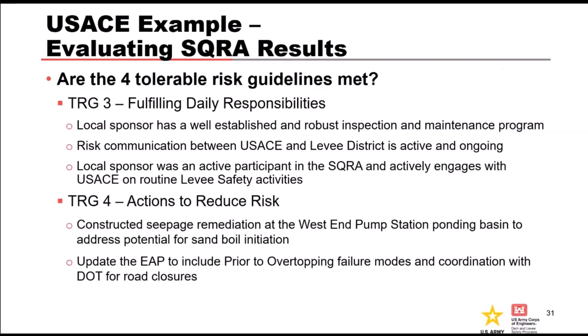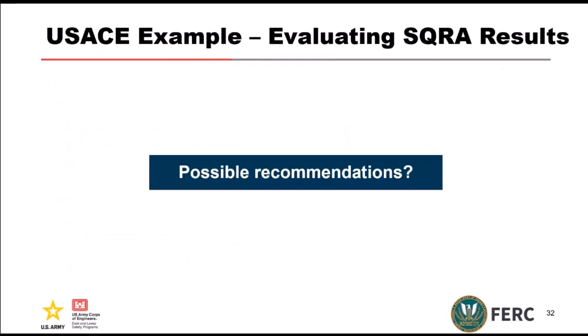And TRG4, actions to reduce the risk. Constructed a seepage remediation at the West End Pump Station ponding basin to address potential for sand boil initiation. Updated the EAP to include prior to overtopping failure modes in coordination with DOT for road closures. So they're even thinking about, should this breach occur in a place that has been dictated by the risk assessment, what's the best way to get people out? Because there's a low spot in this road over here, so they can't go through here, so we've got to go through some other place. So they're doing all the things that they can do.